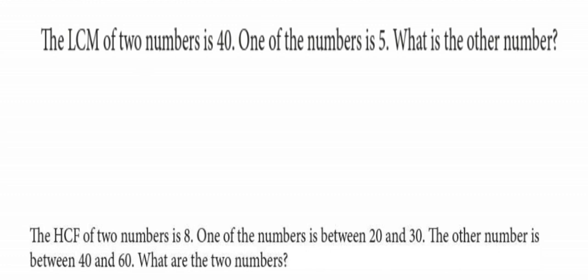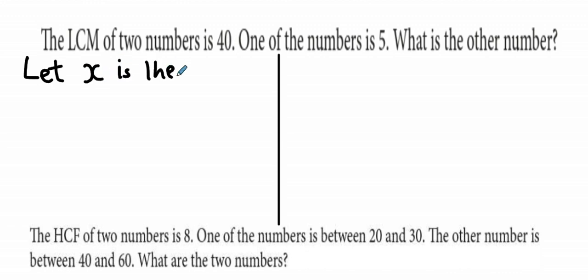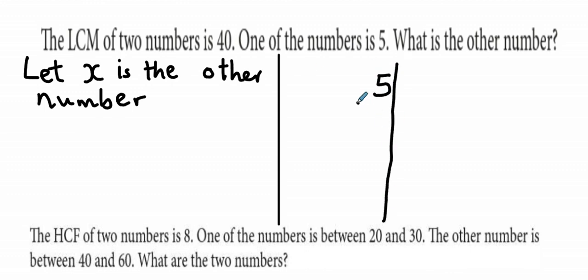Okay, let us do like so, put margins over there. Now what we do, we say, let us assume that x is the other number. If we go with this assumption that x is the other number, we are going to have the first number, one of the numbers is 5, and another number is unknown, which is x.